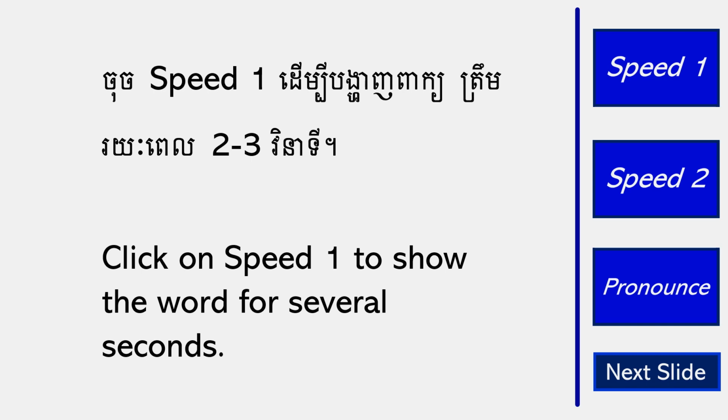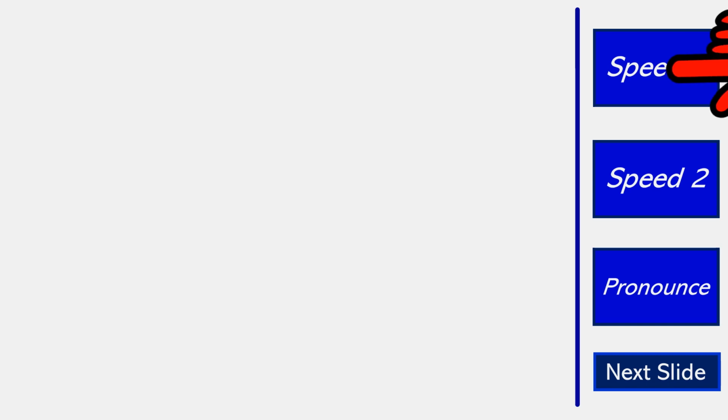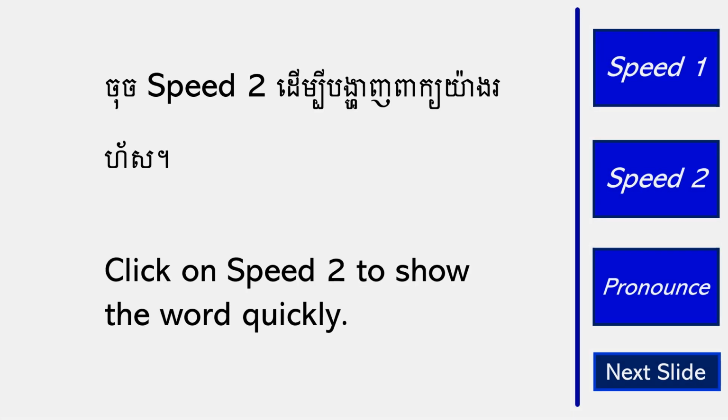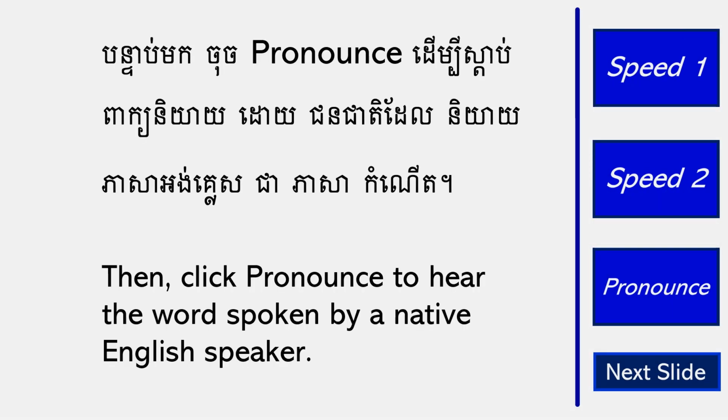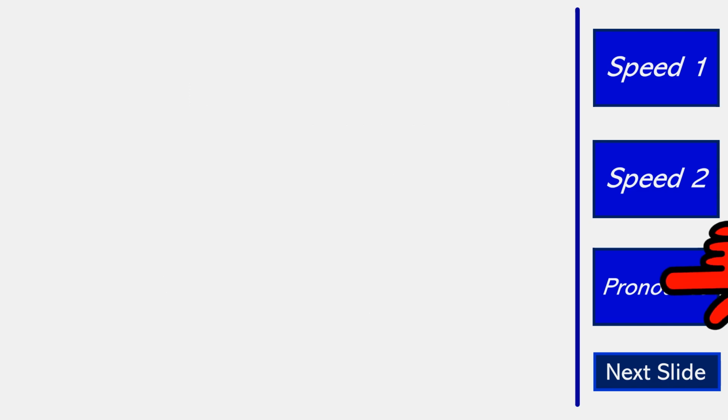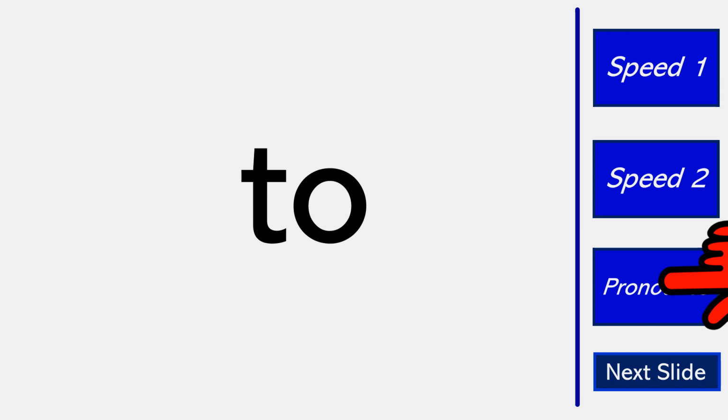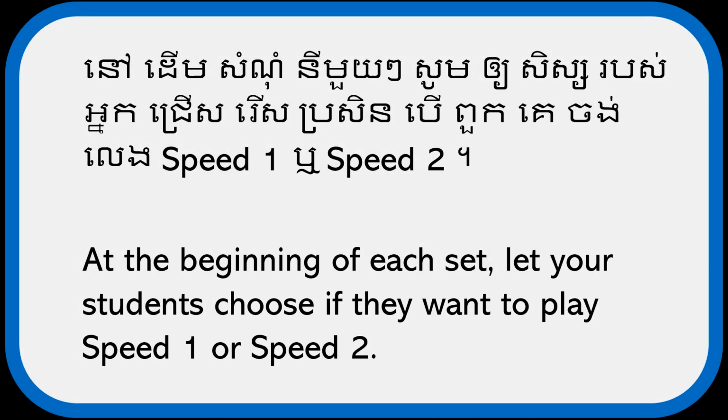Click on Speed 1 to show the word for several seconds. Click on Speed 2 to show the word quickly. Then click Pronounce to hear the word spoken by a native English speaker. At the beginning of each set, let your students choose if they want to play Speed 1 or Speed 2.